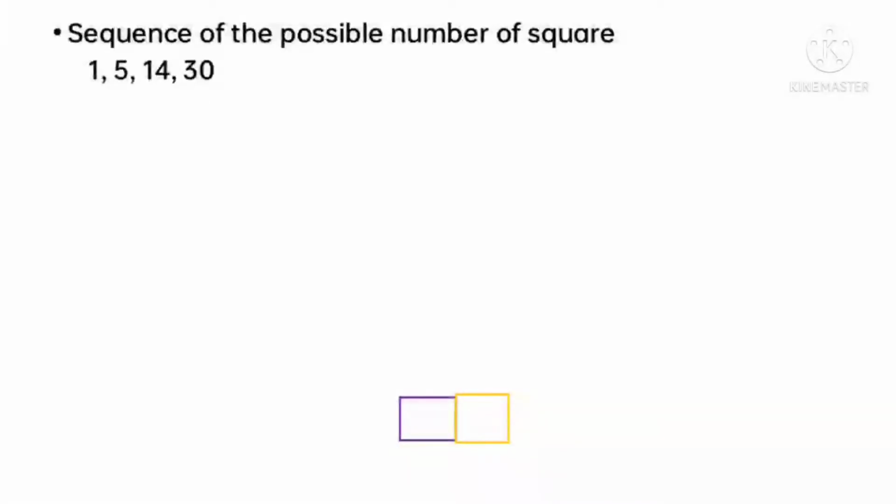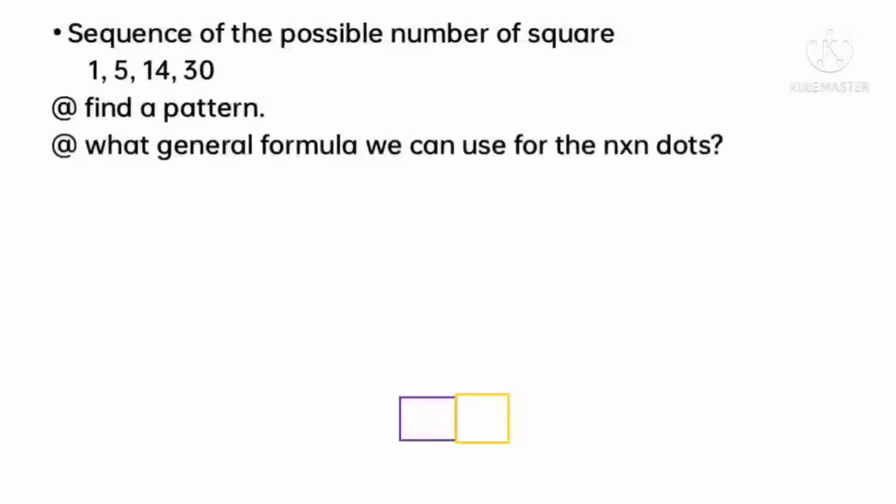So within these 4 steps, the number of possible squares that we can draw are 1, 5, 14, and 30. If we continue this sequence of dots, what is the pattern we can generate from it? Is there a general formula for the n by n dots? Let us see.